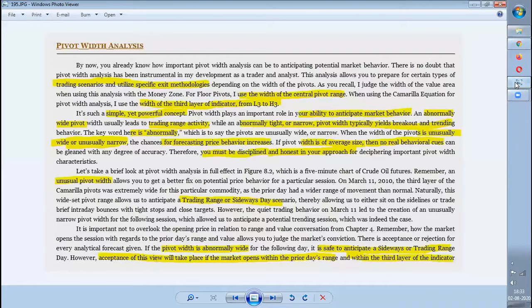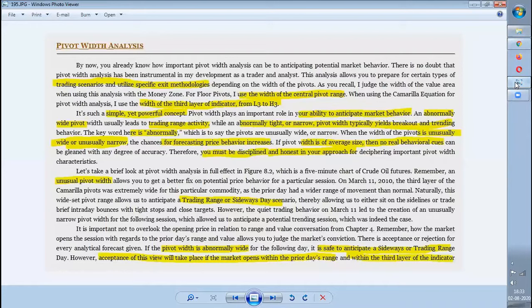What I'm trying to say is, if the range is abnormally narrow or unusually narrow, then the probability of it being a trending day is much higher. So your anticipation will be that tomorrow is going to be a trending day, and the probability is higher. So if you anticipated a trending day, that can happen.